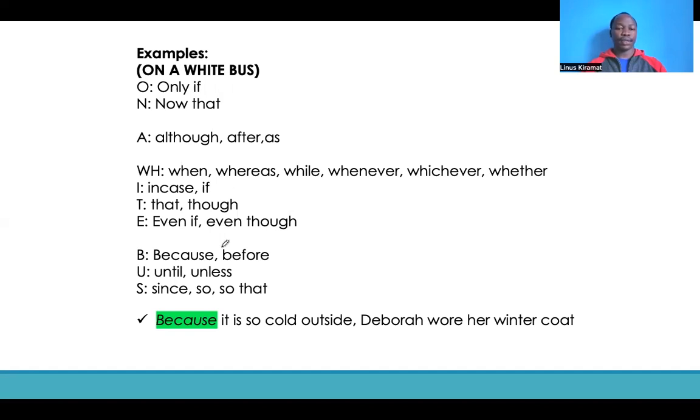So an example of this in a sentence: because it is cold outside, Deborah wore her winter coat. We can already tell that this is the dependent clause, our modifier, and this is our independent clause. Notice the use of a subordinating conjunction here. This part of the sentence gives more information about the reason why our subject is wearing a winter coat. So the reason being, because it is cold outside, right?